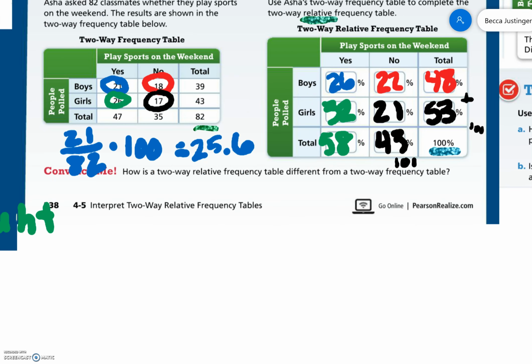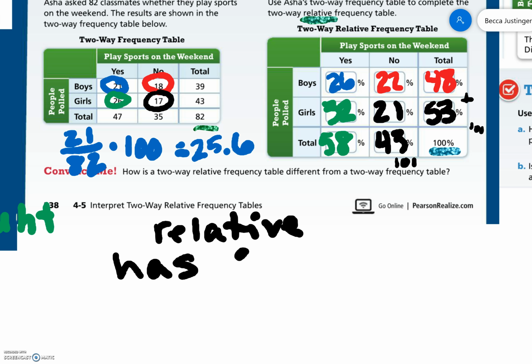How is the two-way relative frequency table different from a two-way frequency table? Pause the video. I want to hear some answers for this. All right, hopefully you said that the relative frequency table has percentages.